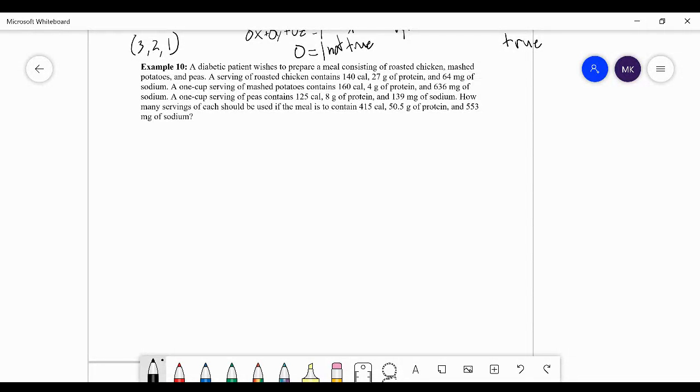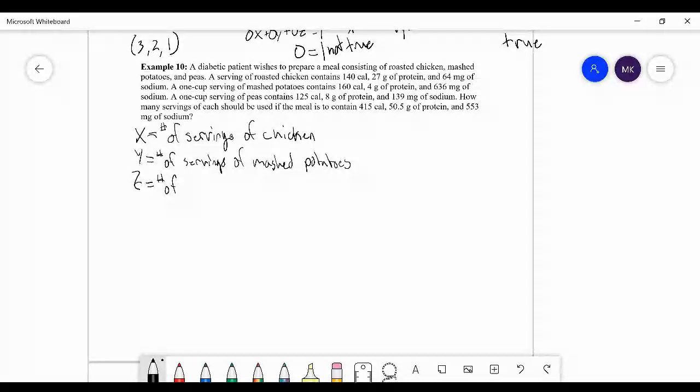So the first thing we have to do is figure out what our variables are. Well, let's just be nice to ourselves and say our x, y, and z. So x can be the number of servings of chicken. We'll let y equal the number of servings of mashed potatoes. And z, if you haven't guessed, is the number of servings of peas.